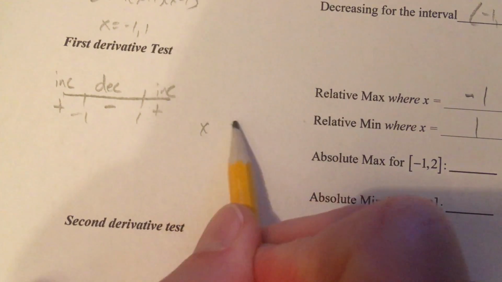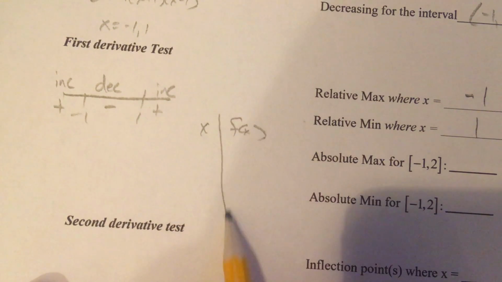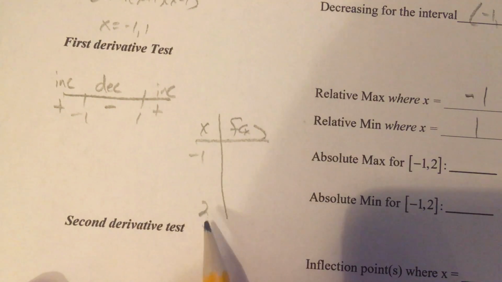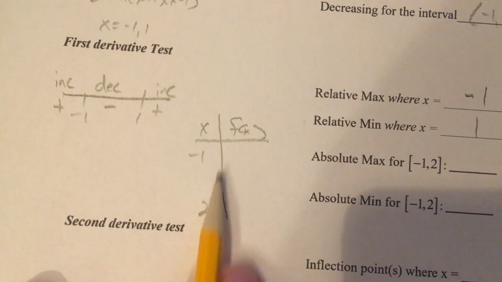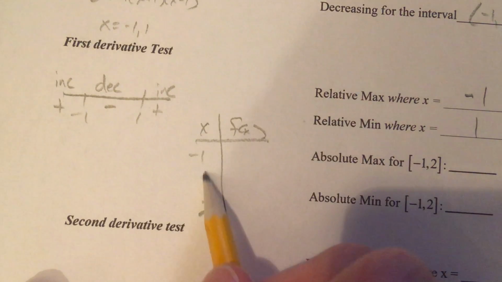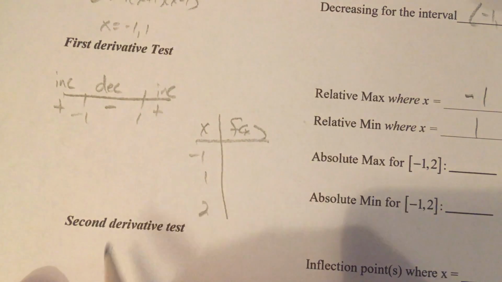So what we're going to do is set up real quick a table for that. Negative 1 to 2. Our critical number in between there is positive 1. We don't need to try 0. We don't need to try anything else.